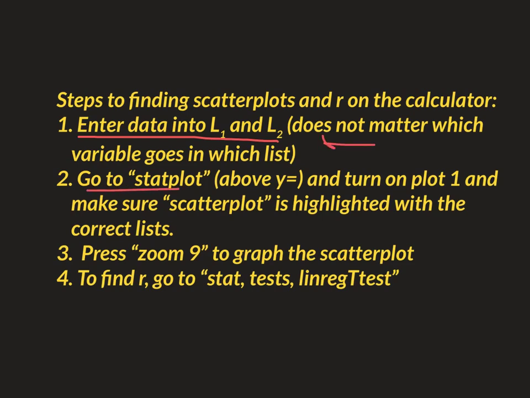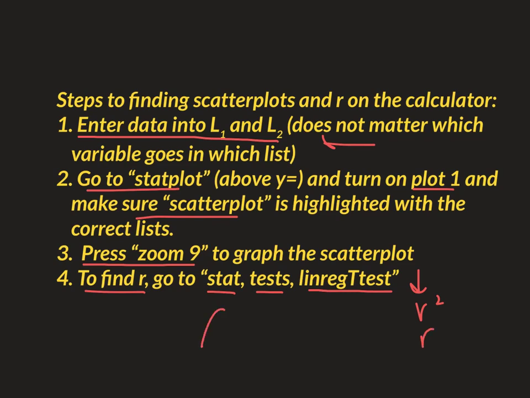Go to stat plot, which is right above your Y equals button. Turn on plot 1. Make sure scatter plot is highlighted with the correct list. Make sure it says L1, L2. Once it says that, press zoom 9, and you'll see your scatter plot. And then to find R, you're going to go to stat test, and you're looking for a linreg t-test. You have to scroll down when you get there to find the R. You'll find an R squared and an R at the bottom of that page.